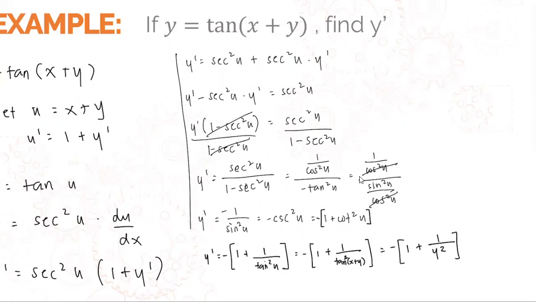Okay? Then when we try to simplify, so y prime will be negative. So this will be y squared plus 1, or y prime is equals to negative y squared minus 1 all over y squared. Okay? So that will be our final answer.